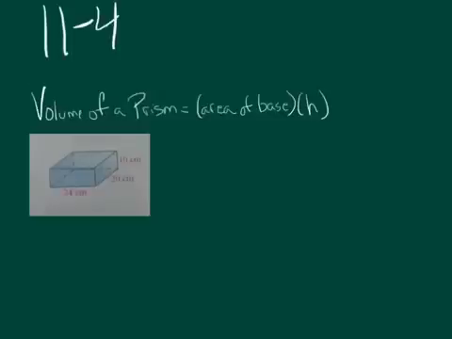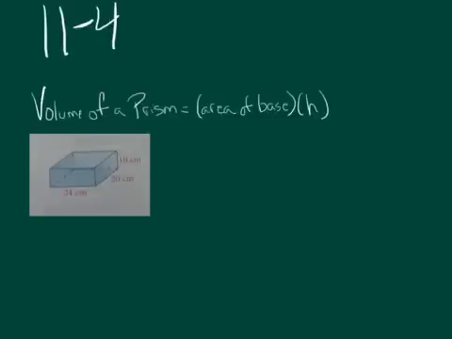Today, as we look at section 4, we're going to look at the volume of prisms and the volume of cylinders. So, we'll start off with the volume of prisms. There's really only two equations you need to know, the first of which you see in front of you. It says that the volume of a prism is equal to the area of the base times the height. So a much simpler equation than what we were using in section 2 and section 1.